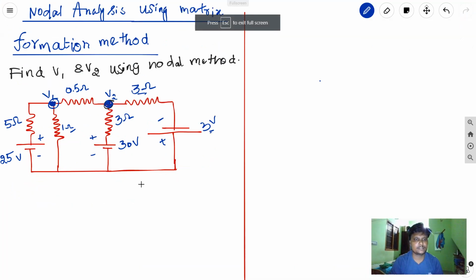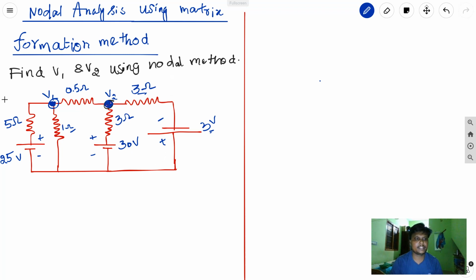Hi students, now let us see how we can solve a nodal problem by using the matrix formation method. In the class we already saw how we can solve a nodal problem by using the conventional approach, that means by applying Kirchhoff's current law at the nodes. Now we'll see how we can solve the nodal problem by using matrix formation, right?